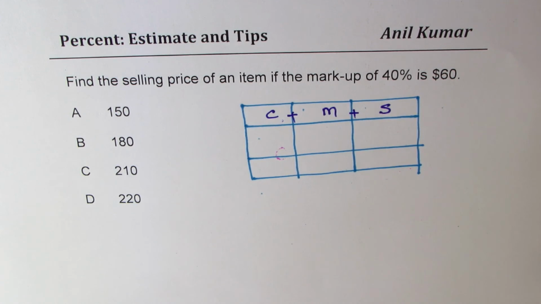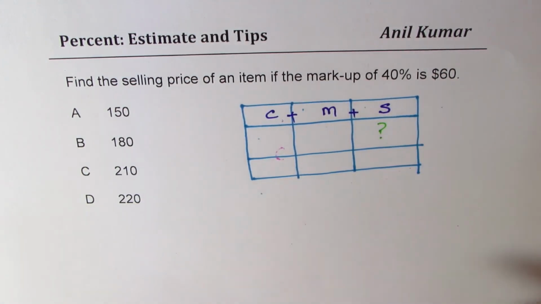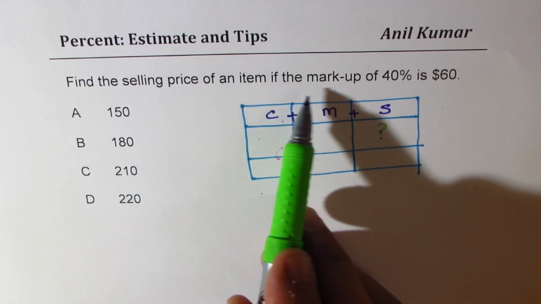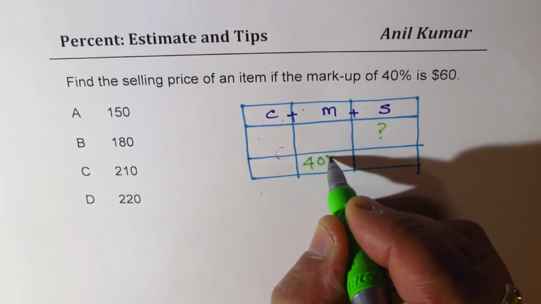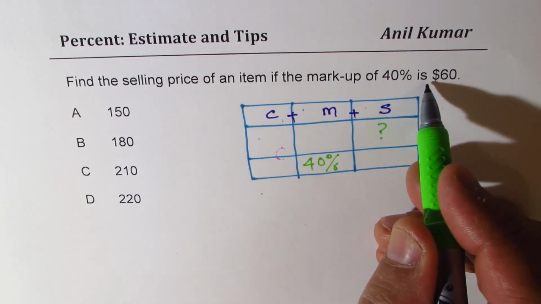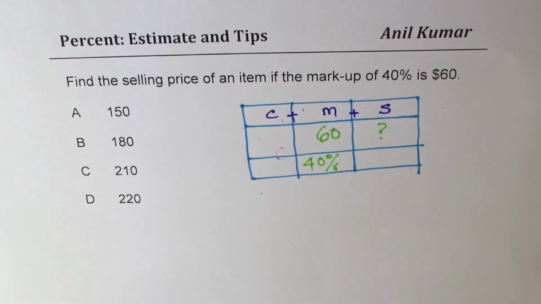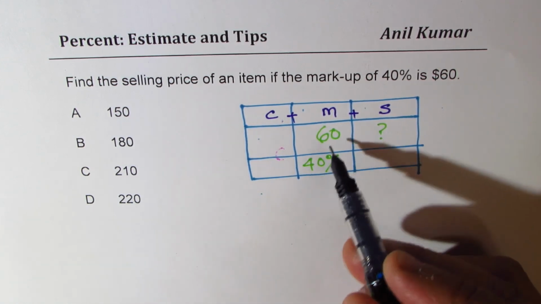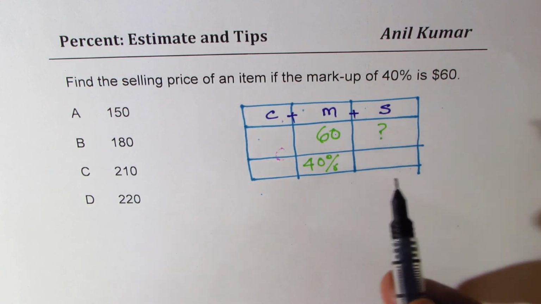We are given that we have to find the selling price of an item. If markup of 40%, this is 40%. If markup of 40% is $60, so this is $60. Does it make sense to you? So you have to get used to this language. Markup of 40% is $60. Perfect. We need to find the selling price.